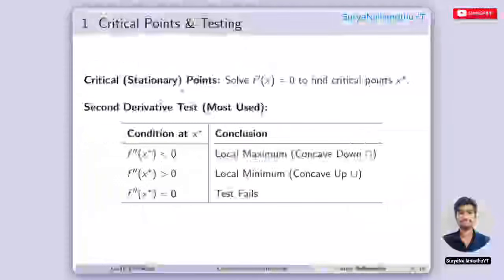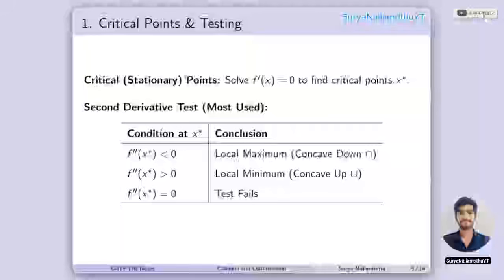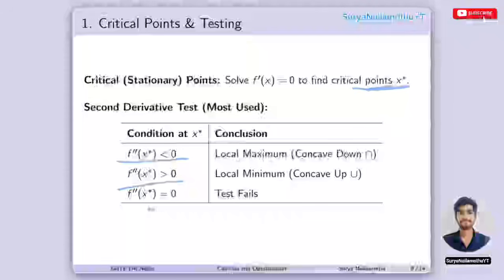Next, the critical points and testing. A critical or stationary point means that f dash of x is equal to 0. It helps to find the critical points. Next, it is used for the first derivative and second derivative tests. It is mostly used to find local minimum and local maximum. For a local maximum, we said that f double dash of x is less than 0. For a local minimum, we use the formula f double dash of x greater than 0. If the test fails, it means it is a saddle point. The saddle point situation is when it becomes 0 or something else.